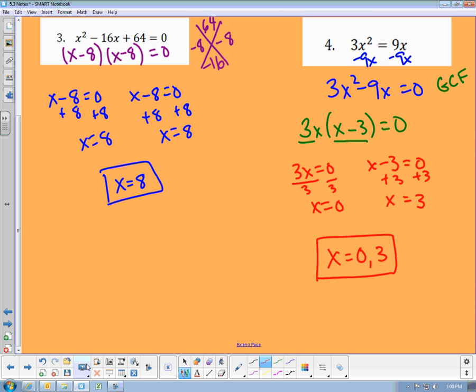Okay. So a few examples on solving by factoring. I'm going to go ahead and stop our video at this point, and we'll finish up the other solving by factoring examples in class tomorrow.